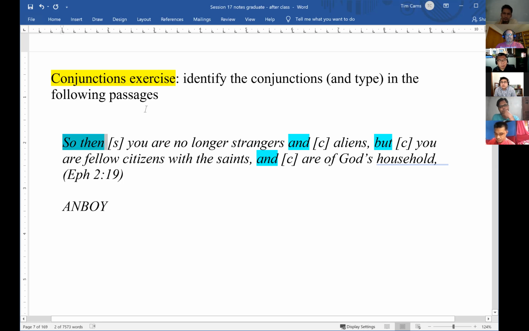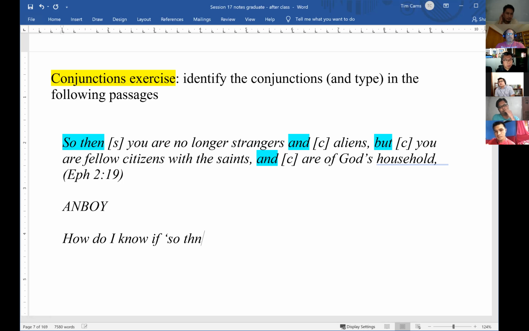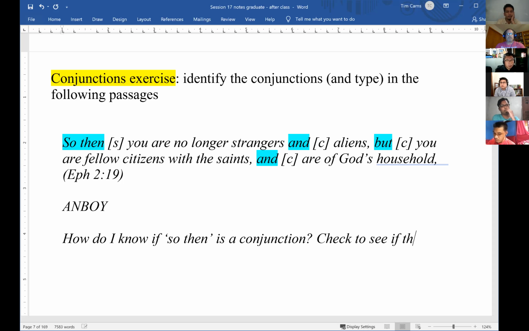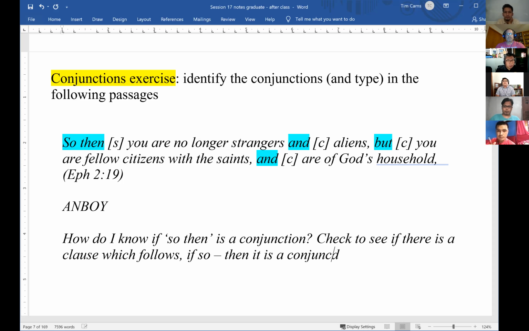I think it follows an independent clause. Yes, I have a clause following it, don't I? Clause. Yes. And in this case, yes, it's independent. I'm just typing this out. So check to see if there is a clause which follows. If so, then it is a conjunction. All right?